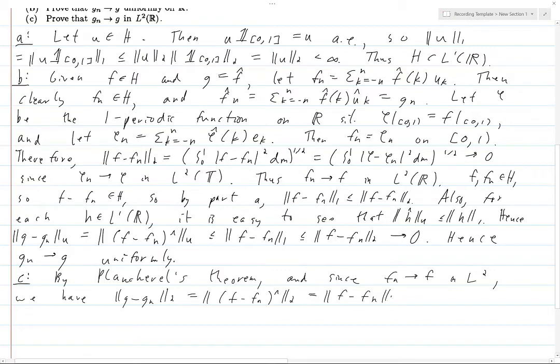this is the 2-norm of f minus f_n, because Plancherel tells us that the Fourier-Plancherel transform, which is basically the Fourier transform extended into L2, and you might have to do some stuff there, but it's basically the Fourier transform in L2, is an isometry, so it preserves the L2 norm. And this, we know, goes to 0, because f_n goes to f in L2, and hence, g_n goes to g in L2(R). And this completes the proof.